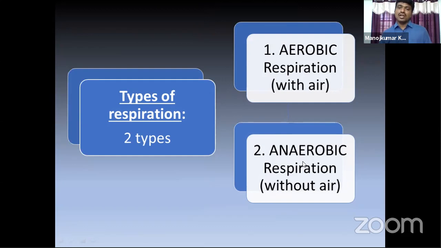So what is it called? Anaerobic respiration. So there are two types of respirations, students. One is aerobic respiration, which proceeds in the presence of oxygen. Another one proceeds in the absence of oxygen, or it may also occur even in the presence of very low amounts of oxygen. So aerobic respiration and anaerobic respiration.